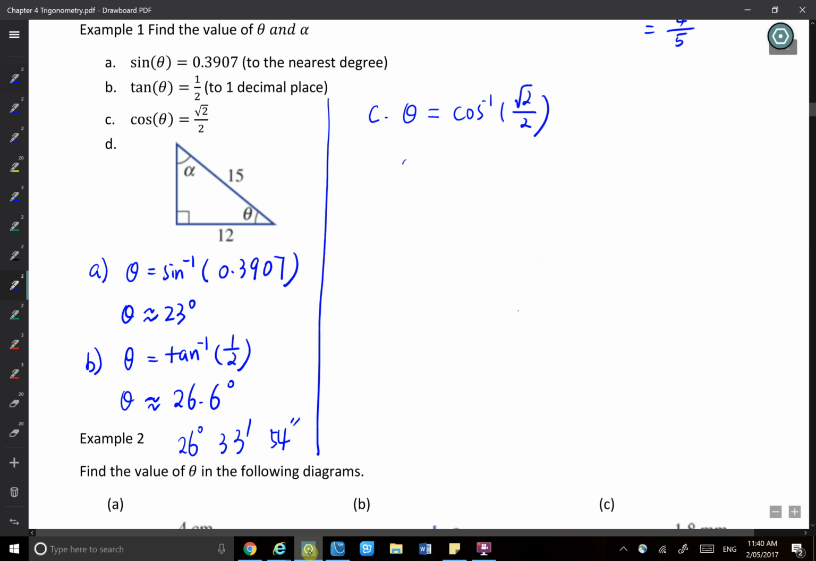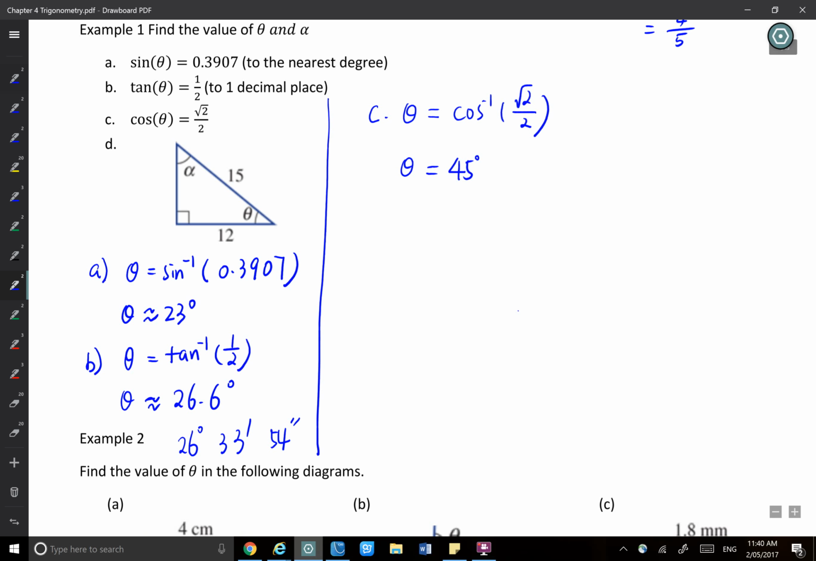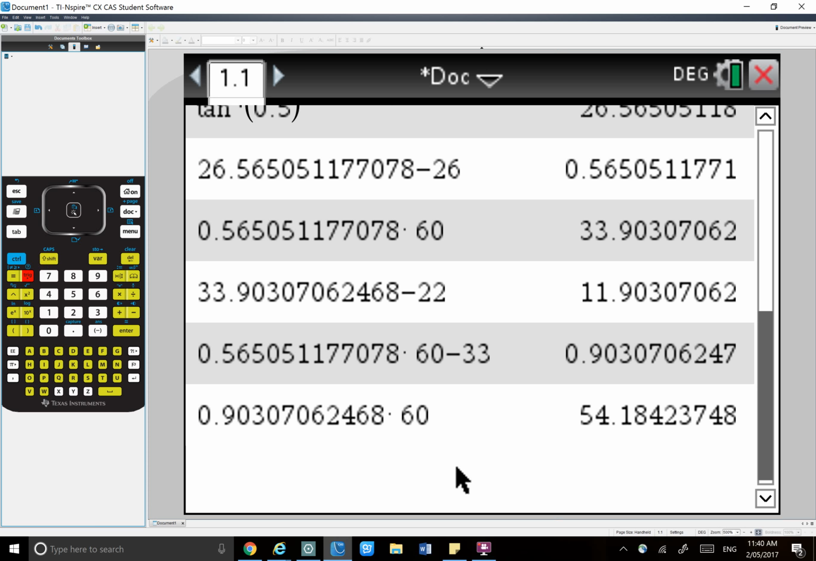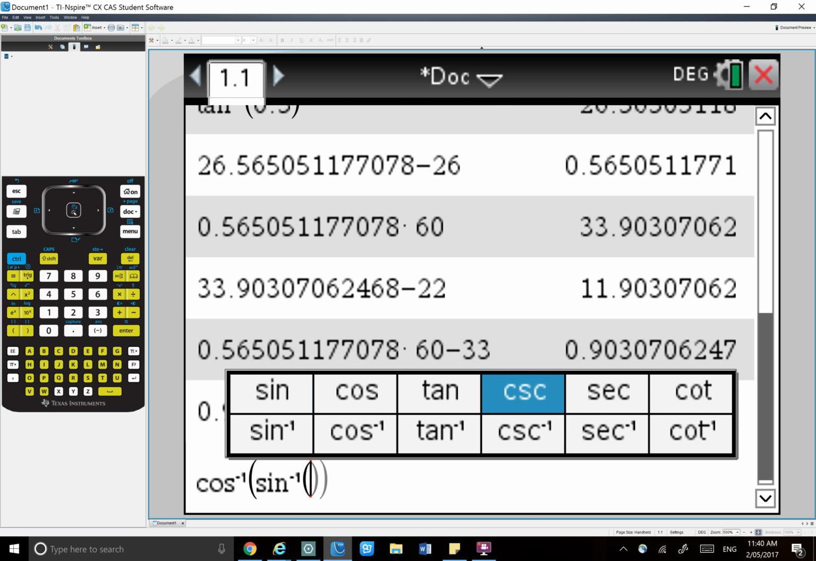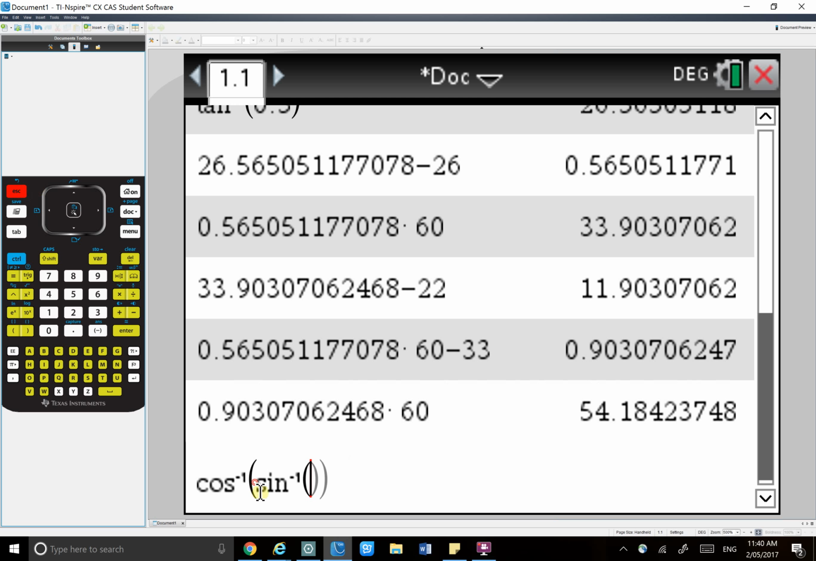Yeah, 45. There's no 40. Yeah, there's 40, but 40 will not be an exact value. So the calculator. That's something you already know. That's a special ratio. How do I know? Because I'm teaching maths, so that's why I know that.